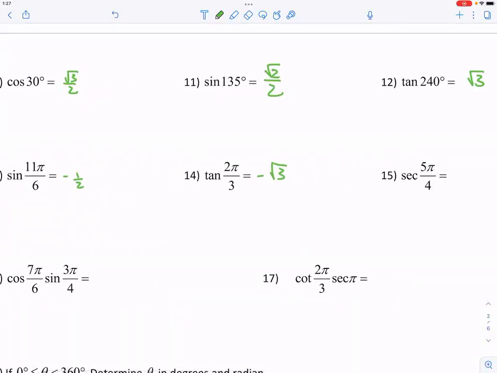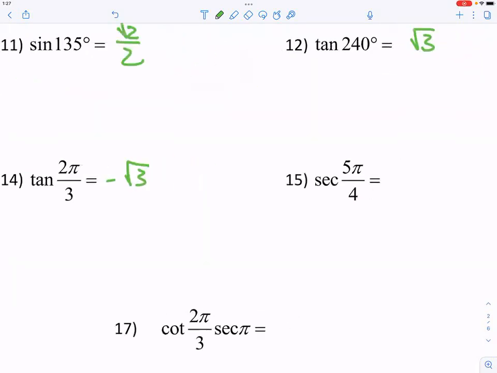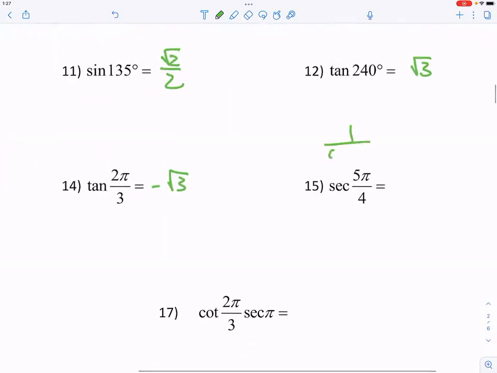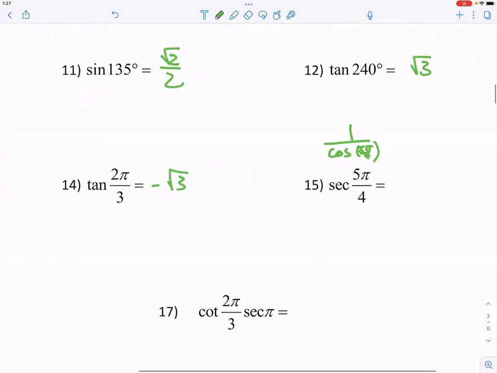Secant of 5 pi over 4. The way I look at this would be 1 over cosine of 5 pi over 4. So I'm like, what's cosine of 5 pi over 4? That would be negative root 2 over 2. So the reciprocal of that would be negative 2 over root 2, and that is just negative root 2 after you rationalize it.